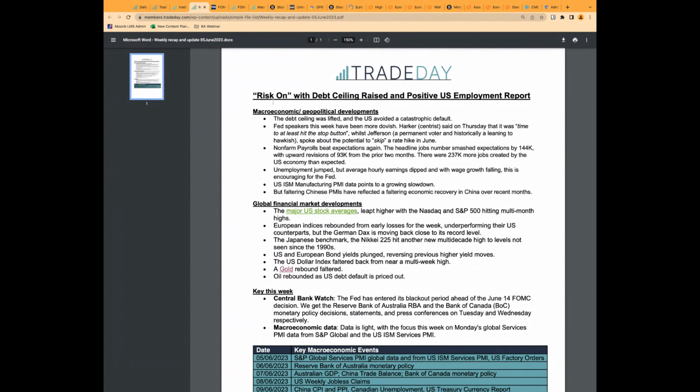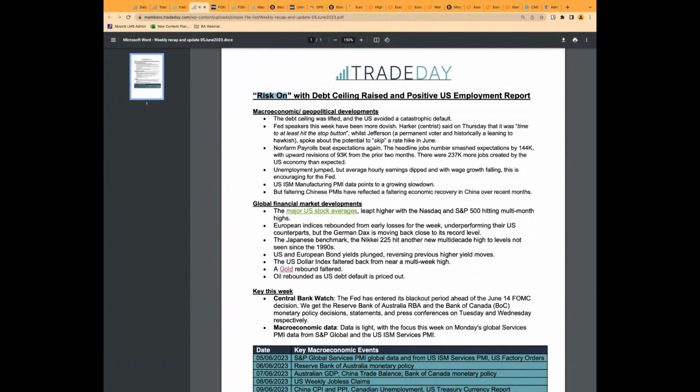So in here, risk on with debt ceiling raised and positive US employment report. Risk on. Remember, risk on. Traders, investors willing to take more risk. Think of it like you're at the casino, putting chips on the table rather than taking chips off the table. Risk on, taking more risk.